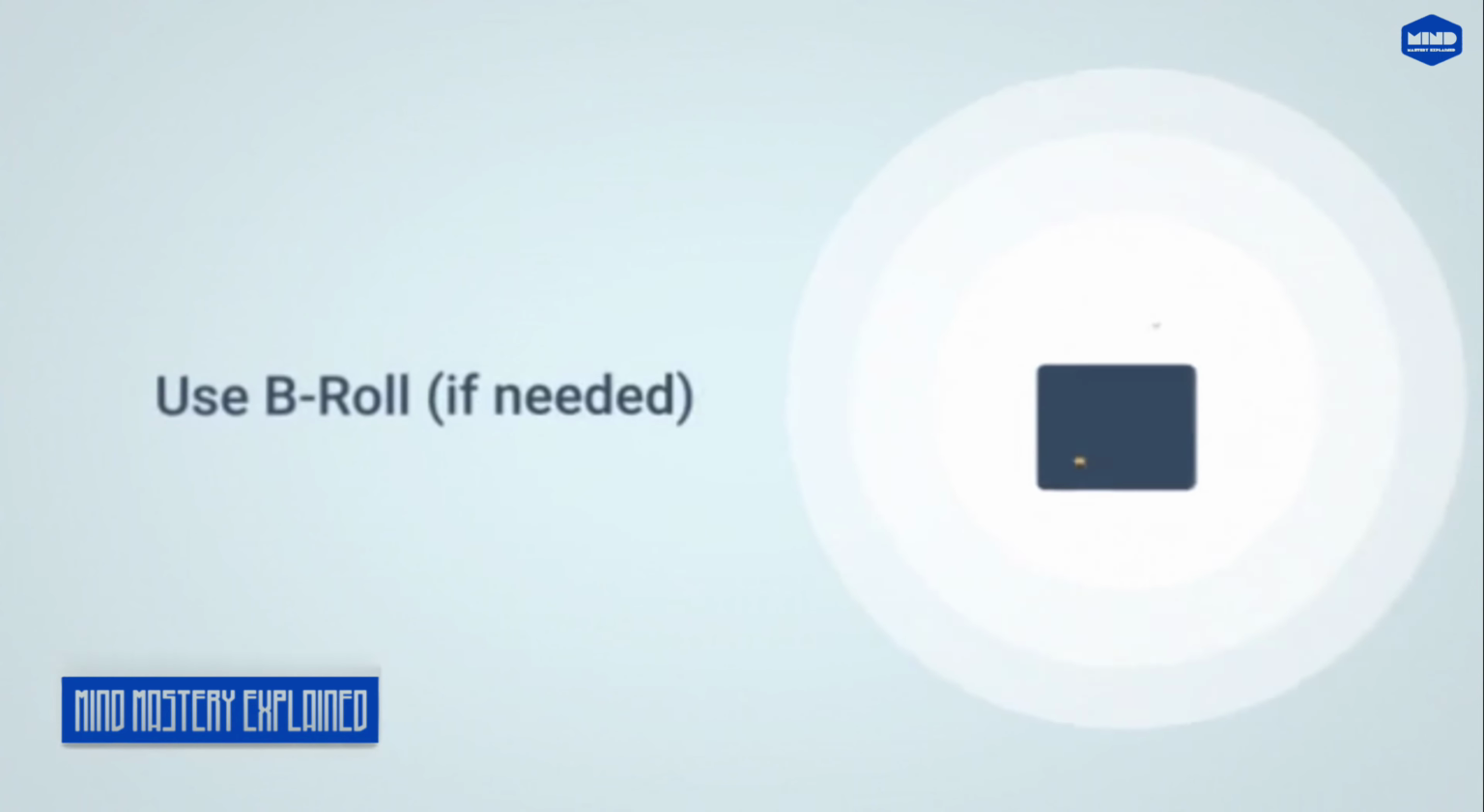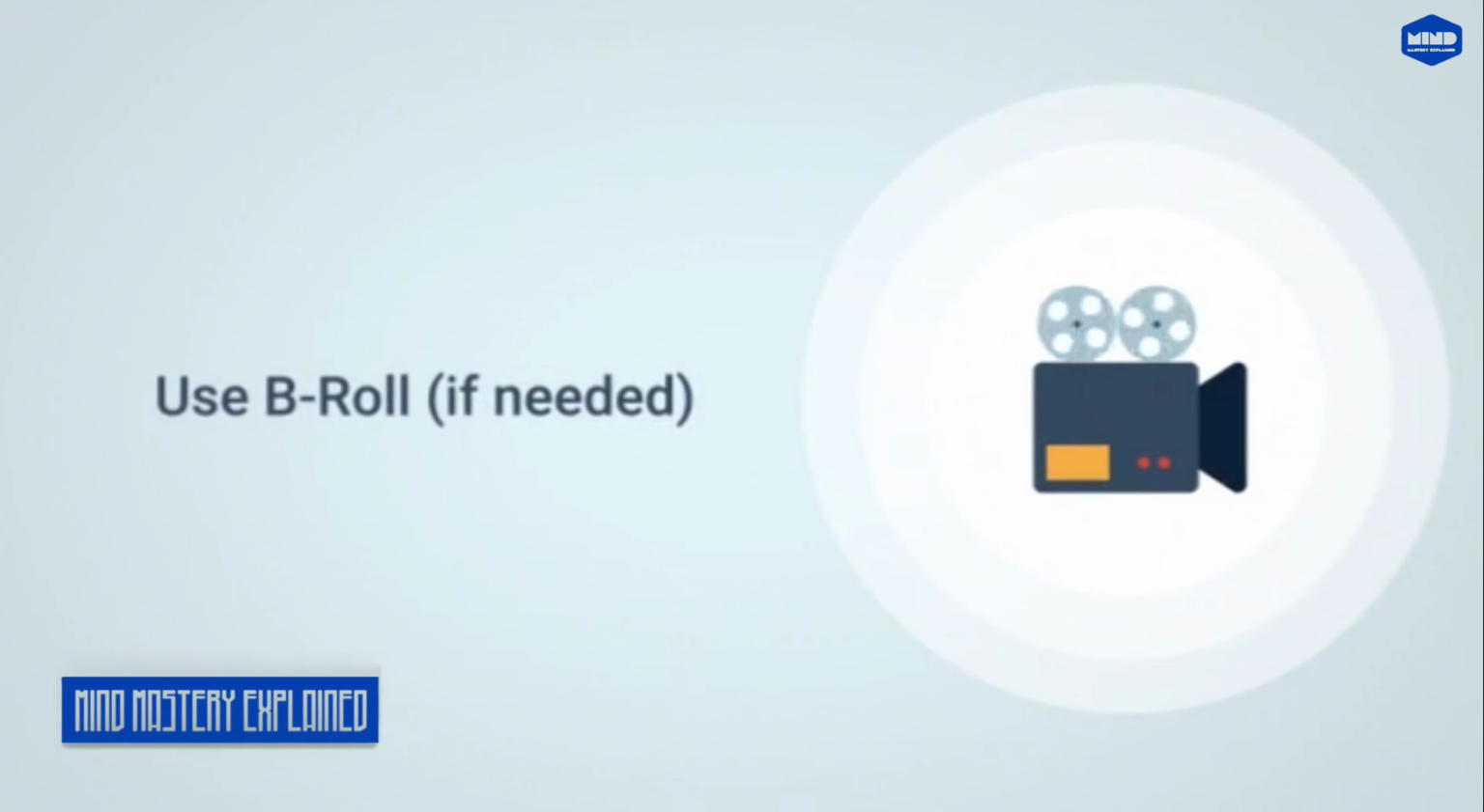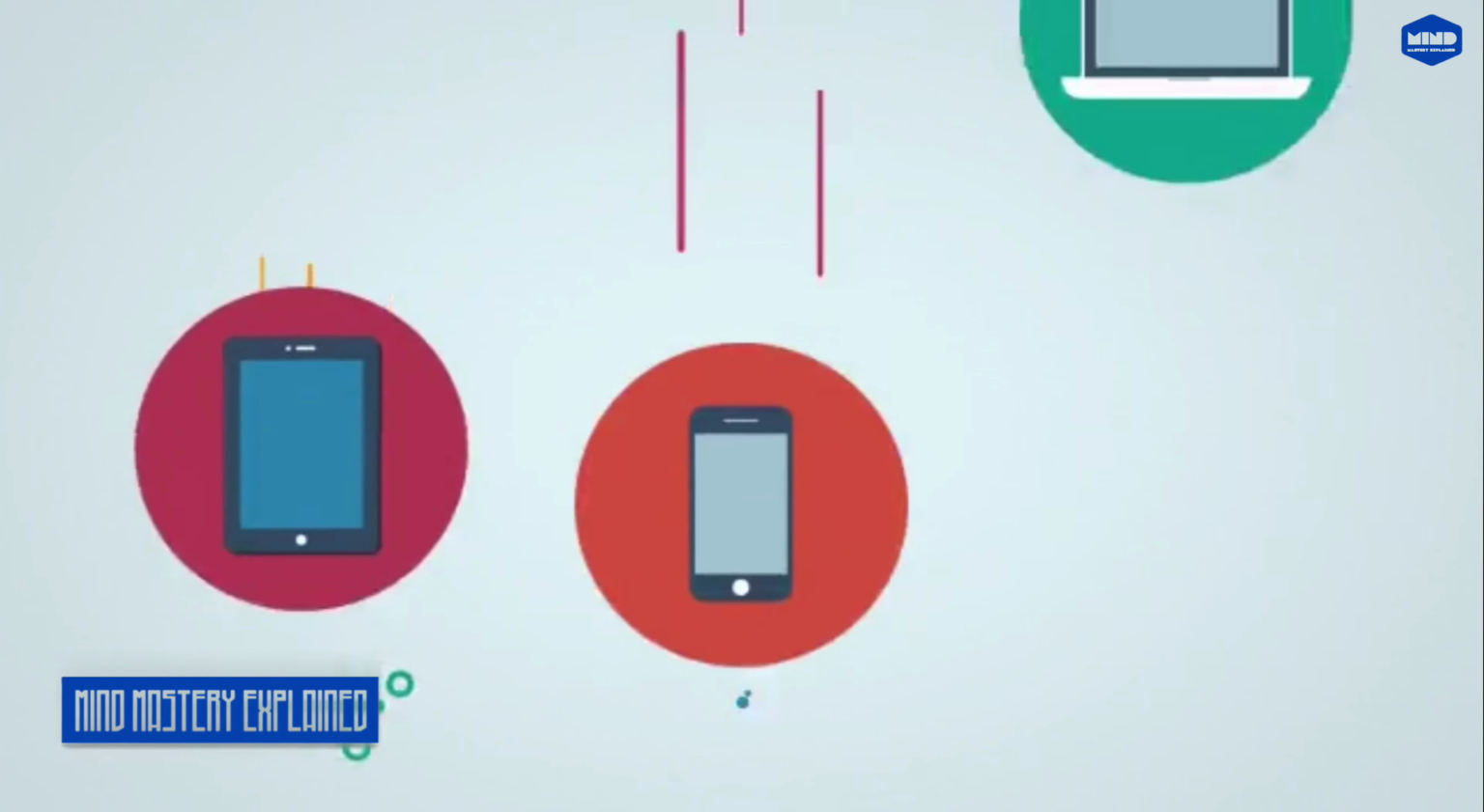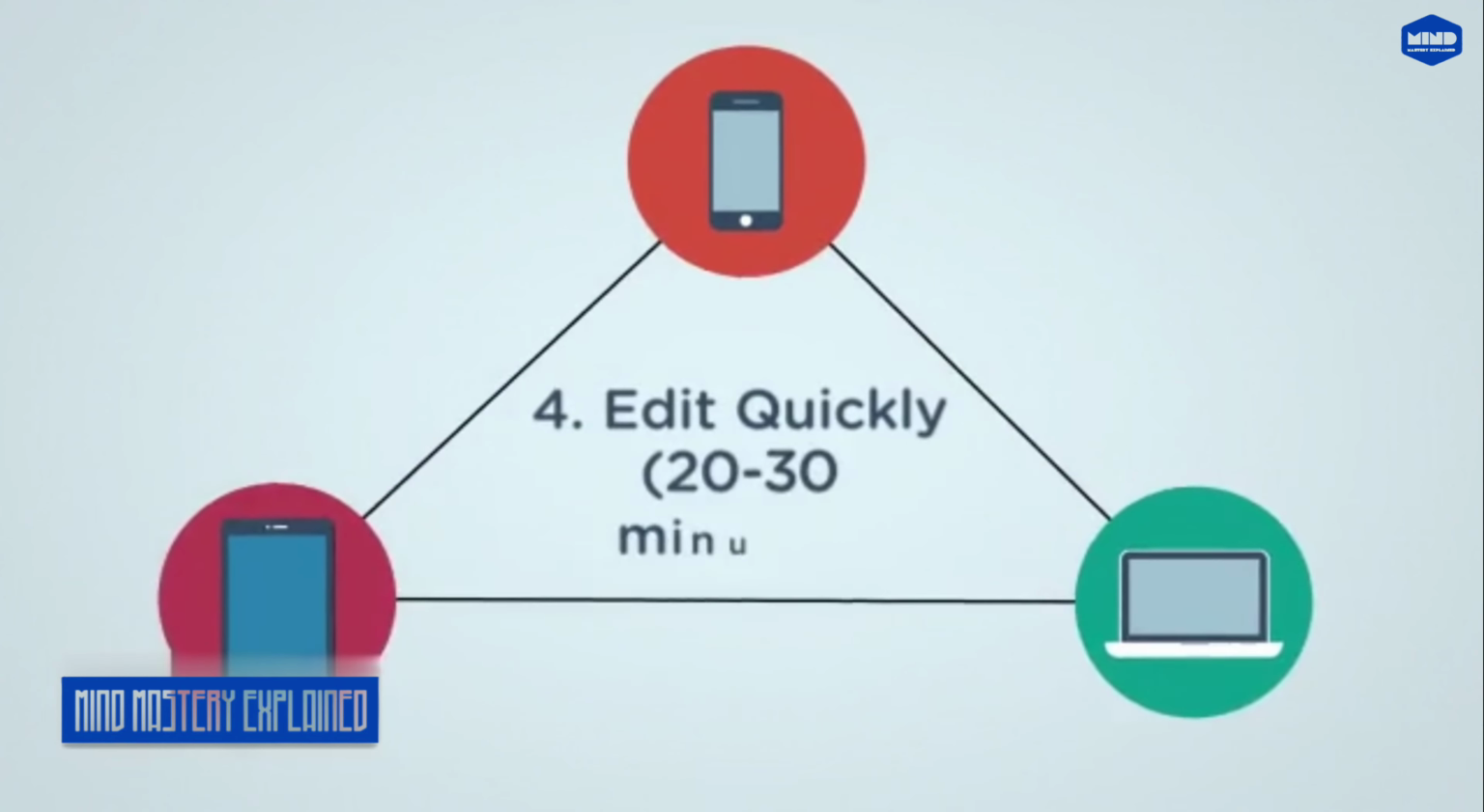Use extra footage or images, and prepare it ahead of time or shoot as you go. Programs like iMovie for Mac or mobile apps like InShot can help you edit fast. Trim out long pauses, mistakes, or filler.